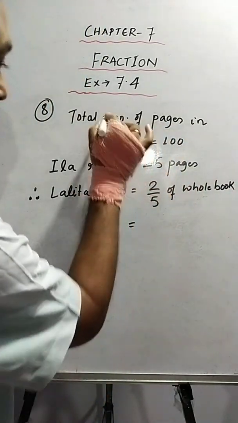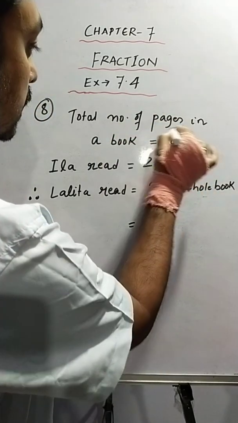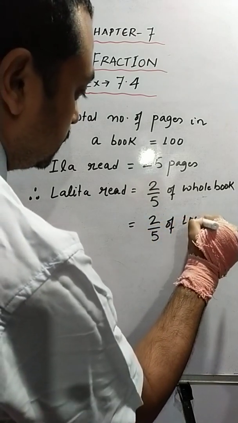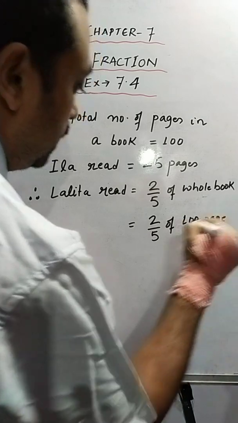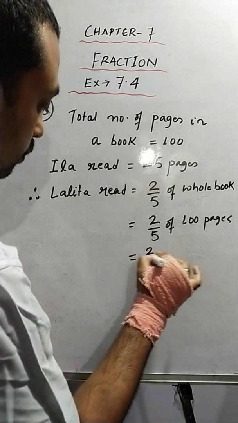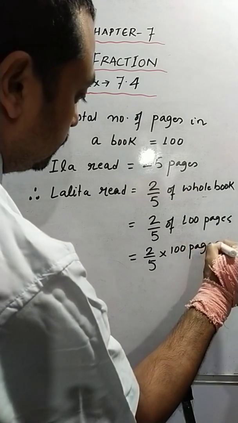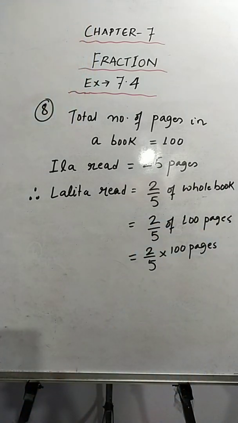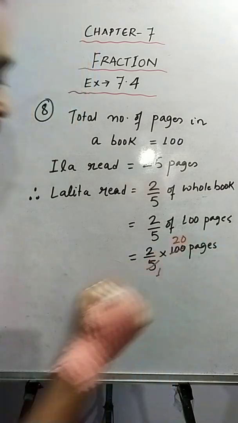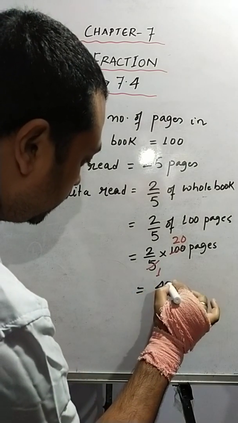Okay, now same book. So 2 by 5 of a whole book. So how many pages are there in this book? That is 100. So we'll write 2 by 5 of 100 pages, isn't it? Because the book is having 100 pages. So now we'll see what is 2 by 5 of 100 pages. So 2 by 5 into 100 pages. Okay. So now we'll reduce it. 5 ones are 5, 5 twenties are 100. So 2 into 20 is what? 2 into 20 would be 40 pages.